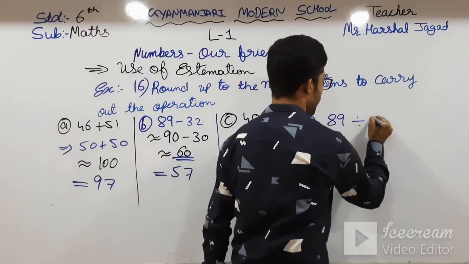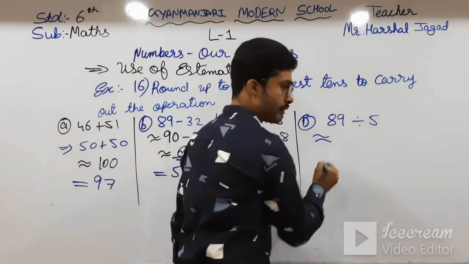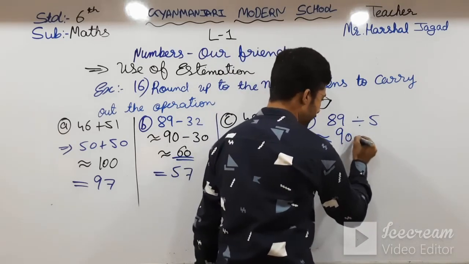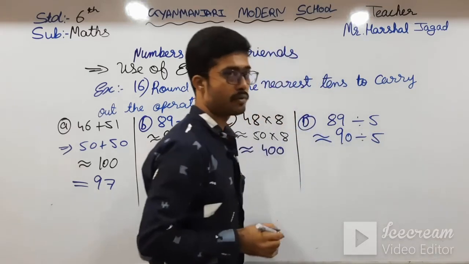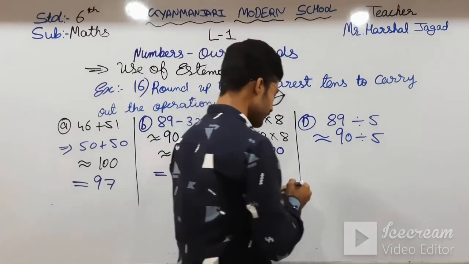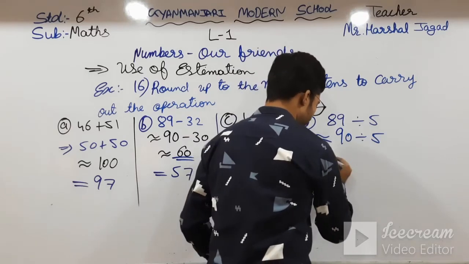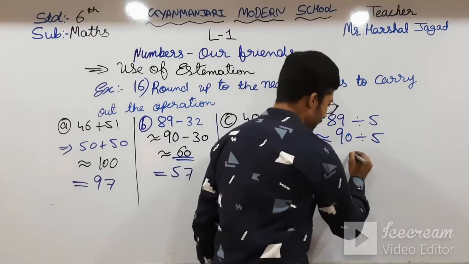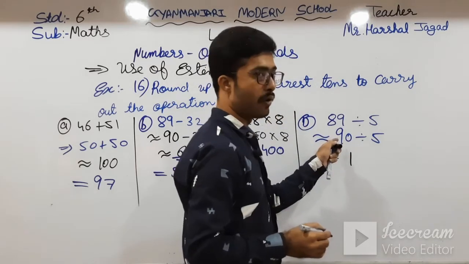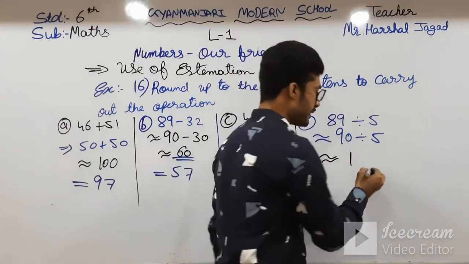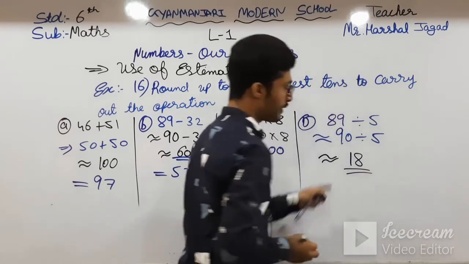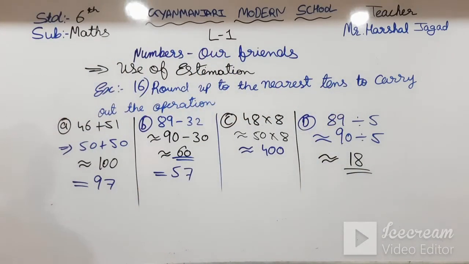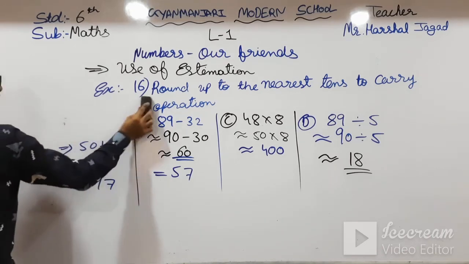89 divided by 5. The approximate is 90 divided by 5. So what will you write? You will write the approximate answer, that is 5 ones are 5, what comes? 4 remains 4, 40. 5 8s are 40. The approximate answer is 8. This is how to use estimation. Okay students, here there is another example, that is example number 17. Let us do that.